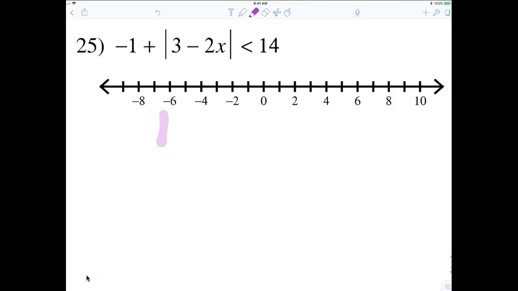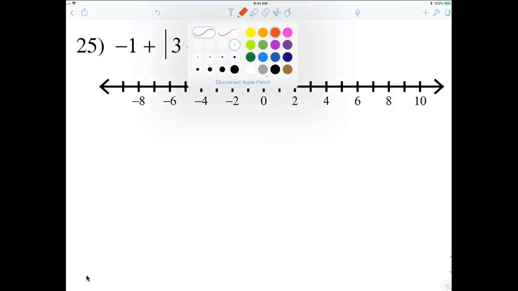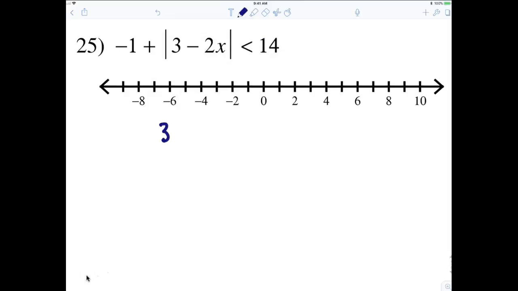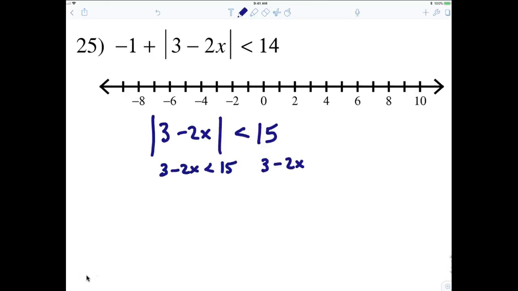So the absolute value of 3 minus 2x is less than what? 15. Less than 15. Everybody in agreement with that? And so now, 3 minus 2x is less than 15, and 3 minus 2x is greater than negative 15.